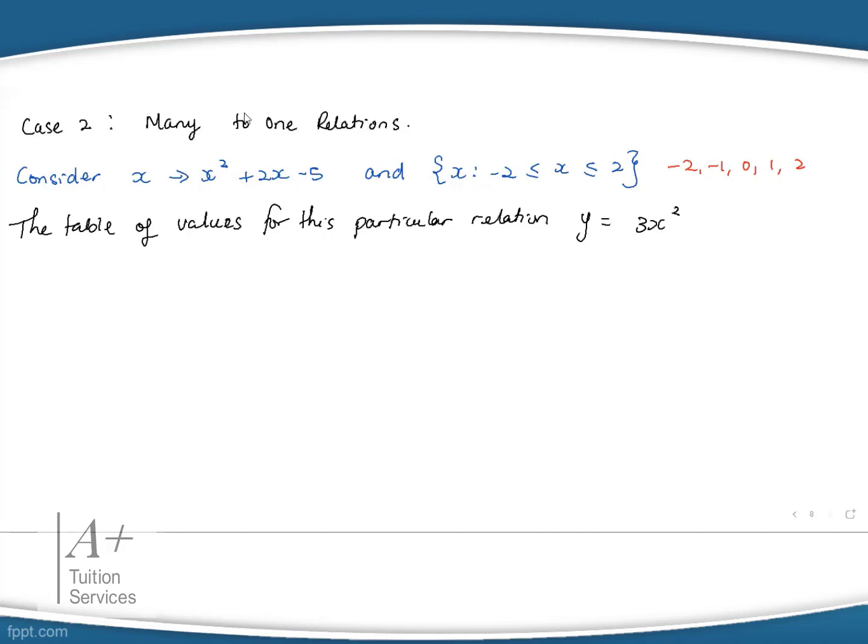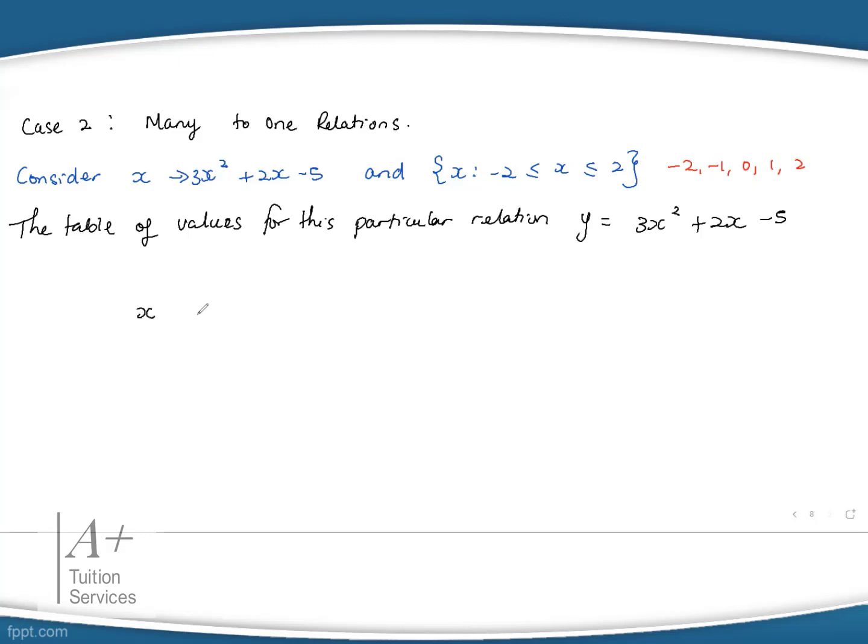Sorry, I forgot to put a 2 here, a 3 here, right? So the relation 3x squared plus 2x minus 5 will be this. The table now will look a little different.